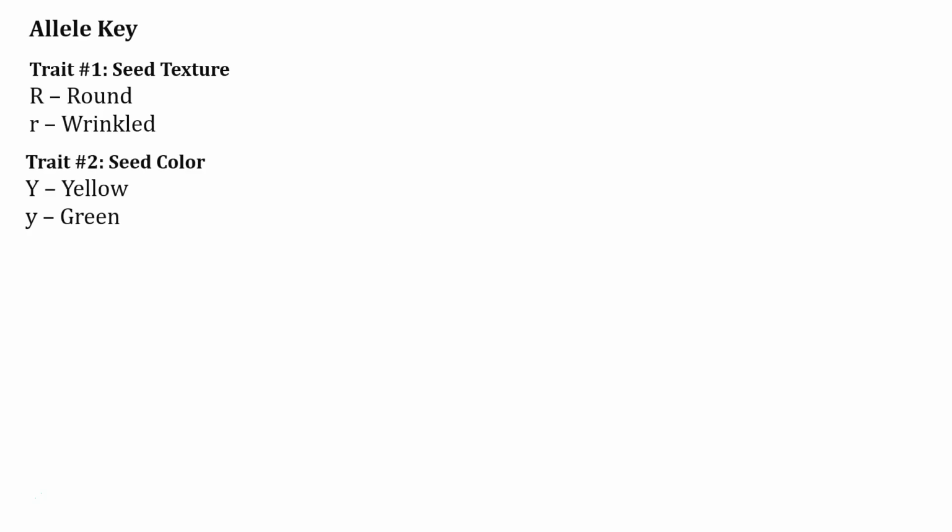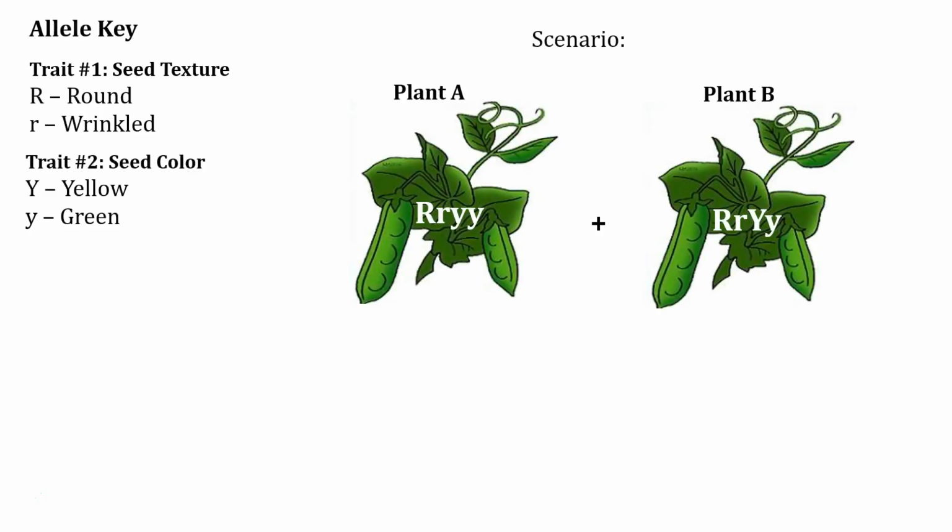All right, let's go ahead and do some review. I got some questions for you. Here's the scenario, here's the allele key. We're talking about 2 traits now: seed texture and seed color. The allele key we have is a big R means the dominant phenotype, which would be round. A little r means the wrinkled phenotype, which would be recessive. And then for the seed color trait, a big Y would mean that the seed is yellow, and a little y would mean that the seed is green.